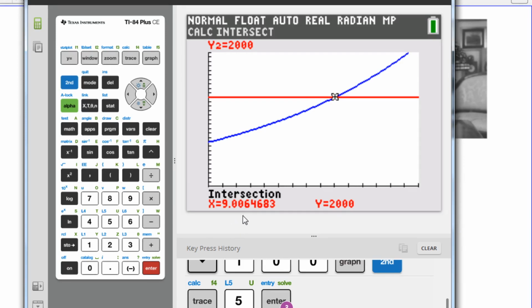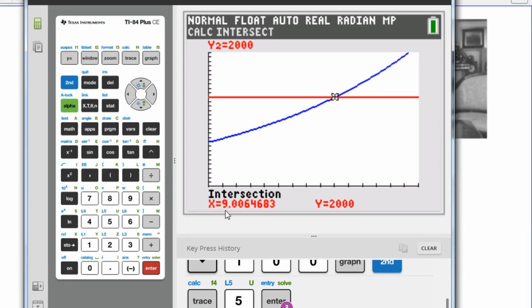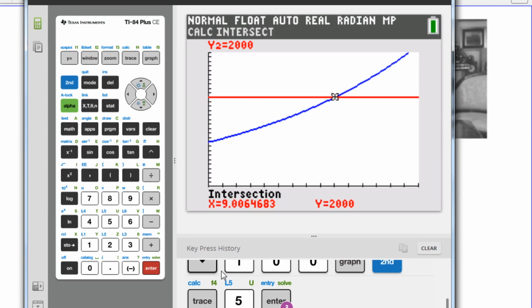So we get, it looks like, intersection x equals 9.006. That's going to be about 9.01 years. Okay, so about 9.01 years, or 9 years.